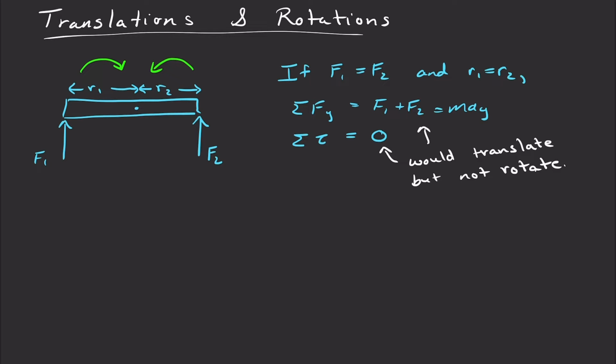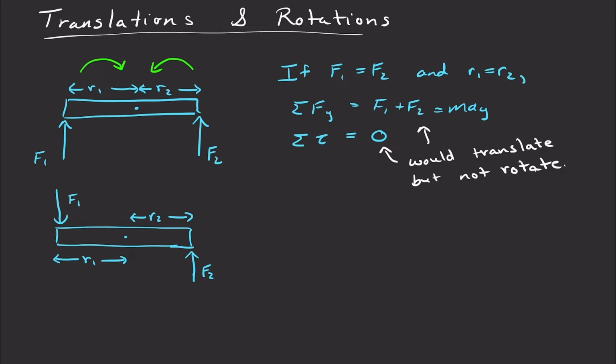Then we could do a similar example and get the opposite case. Now let's move F1 up to the top. It again will be some distance R1 away. And then F2 we'll leave on the bottom. It will be some distance R2 away.